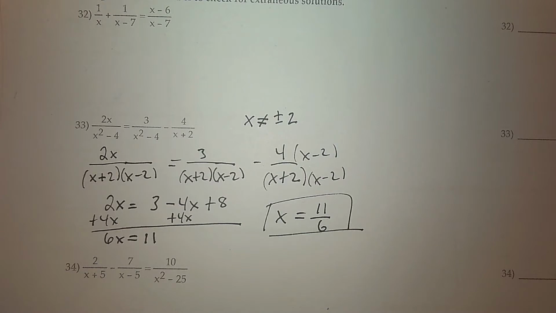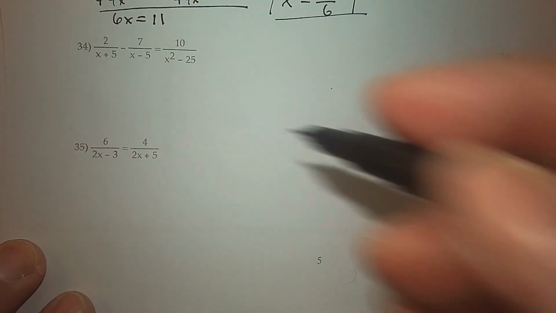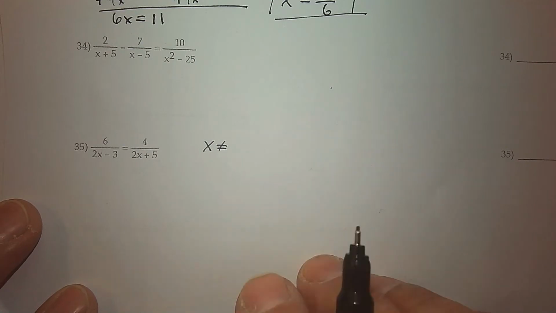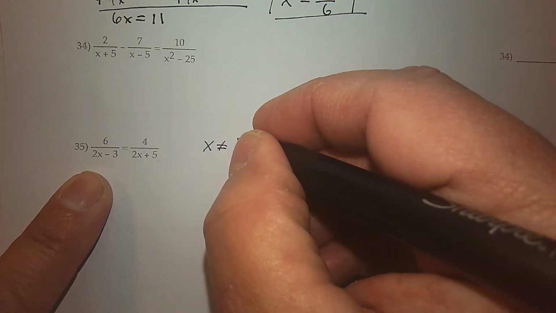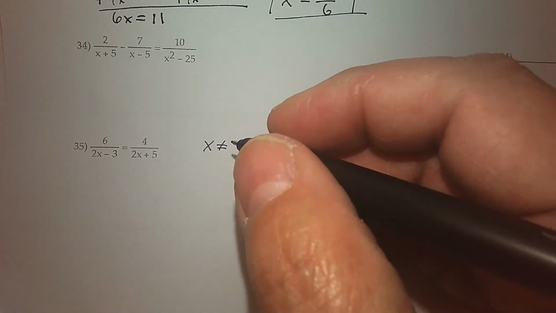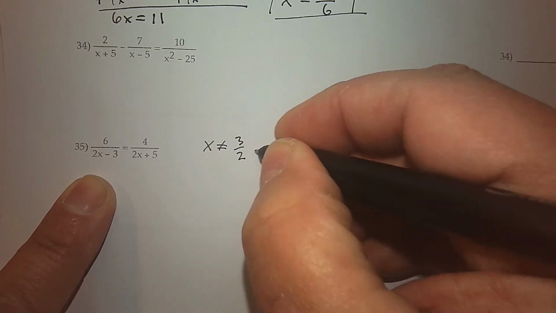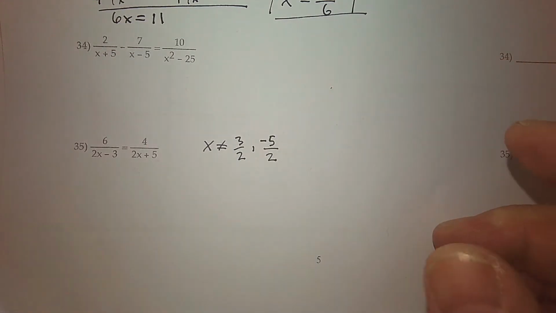All right, look at number 35. If I asked you, what are the restrictions? What can x not be if you looked at the denominator? This is a good skill to practice. Look at the first denominator. What can it not be? Can you do the inverse of what you see, right? So it would be adding 3 and then dividing by 2. How about the second denominator? Subtract 5 and divide by 2. Those would be the two restrictions.